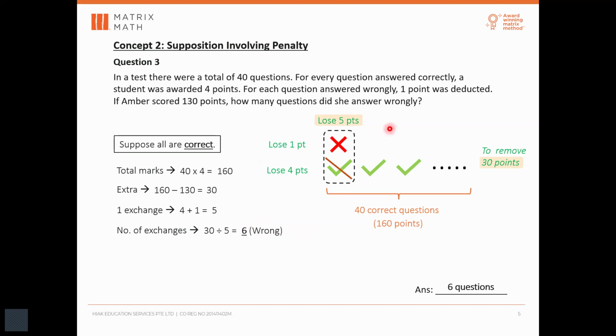What if the question asks, how many questions did she answer correctly? How should we do it? Anyone? If the question asks, how many questions did she answer correctly? I've done all these steps, then how do I get the answer? Giselle, yes. So I will have to take the total number of questions, which is 40, right? Minus away 6 wrong questions to get the number of correct questions. Okay? If they ask for correct.